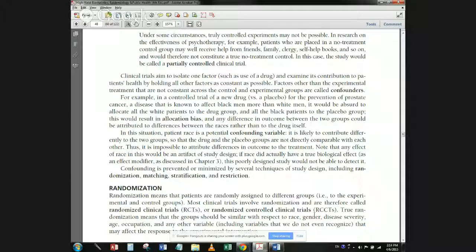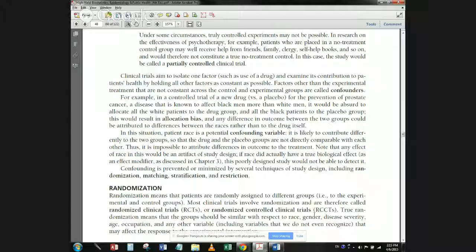Clinical trials aim to isolate one factor, such as use of a drug, and examine its contribution to patients' health by holding all other factors as constant as possible. Factors other than the experimental treatment that are not constant across the control and experimental groups are called confounders. For example, in a controlled trial of a new drug versus a placebo for the prevention of prostate cancer, a disease that is known to affect black men more than white men, it would be absurd to allocate all the white patients to the drug group and all the black patients to the placebo group.